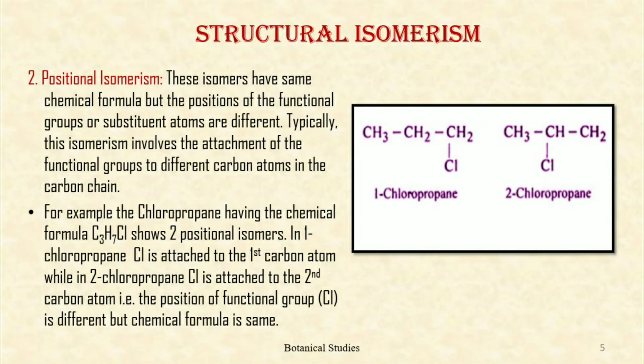Second, positional isomerism. These isomers have the same chemical formula but the position of the functional groups or substituent atoms is different. Typically, this involves the attachment of functional groups to different carbon atoms in the carbon chain. For example, chloropropane, having the chemical formula C3H7Cl, shows two positional isomers. In 1-chloropropane, chlorine is attached to the first carbon atom, while in 2-chloropropane, chlorine is attached to the second carbon atom. That is, the position of the functional group chlorine is different, but the chemical formula is the same.